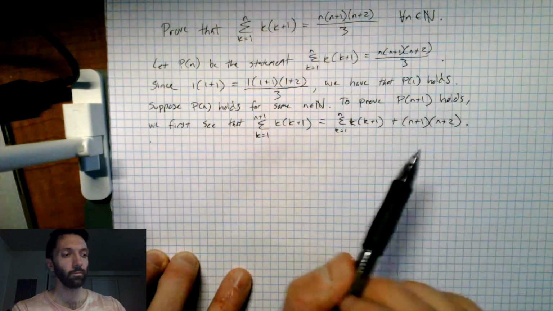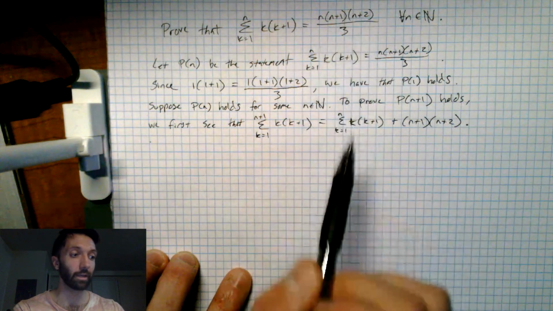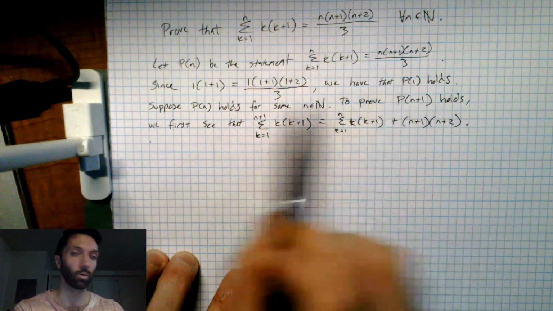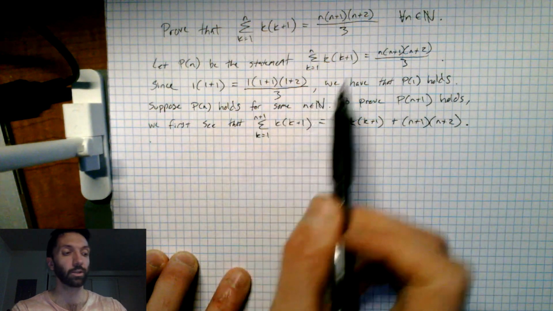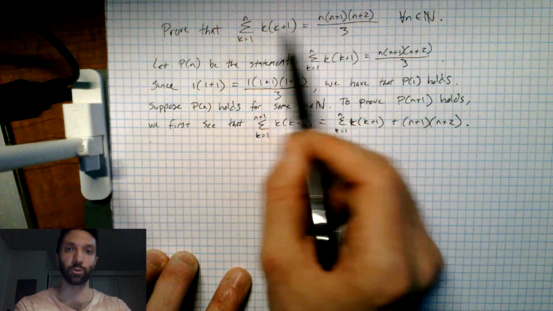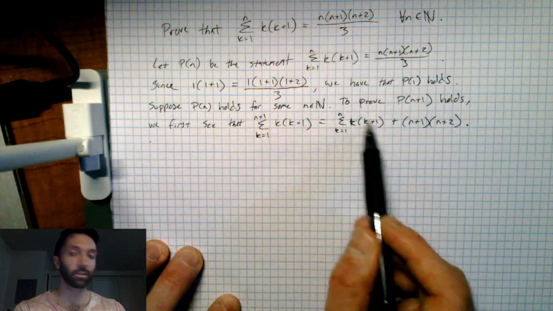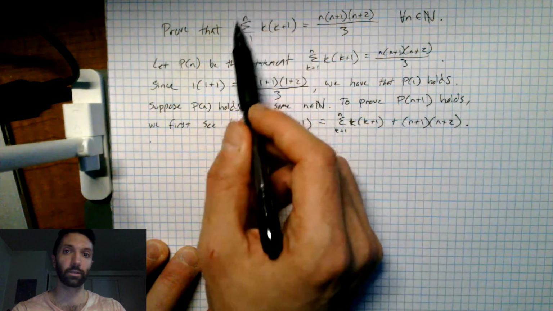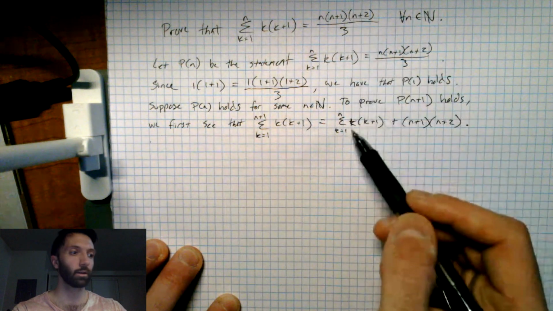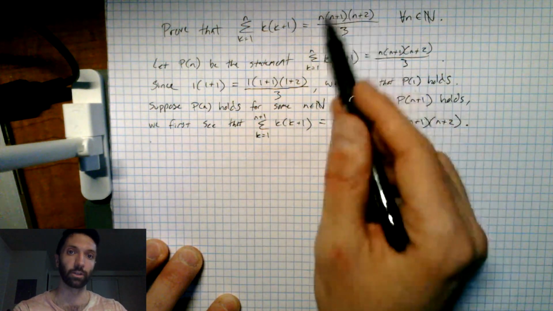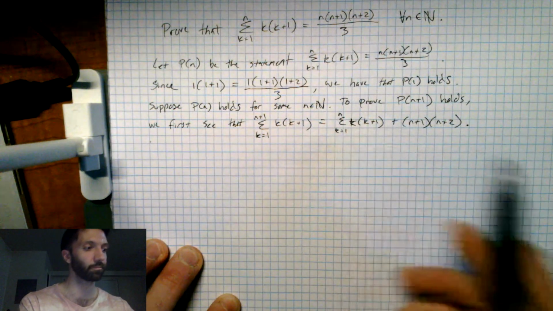So since I know what this here equals, because I suppose that p of n holds, right? I suppose that p of n holds for some n in the naturals. So I know that this statement is now true, because I supposed it to be true. And so notice how this is the same as this. And so what I can do now is I can make a substitution. I can get this expression, which is in terms of n, and I can substitute it for this expression here.